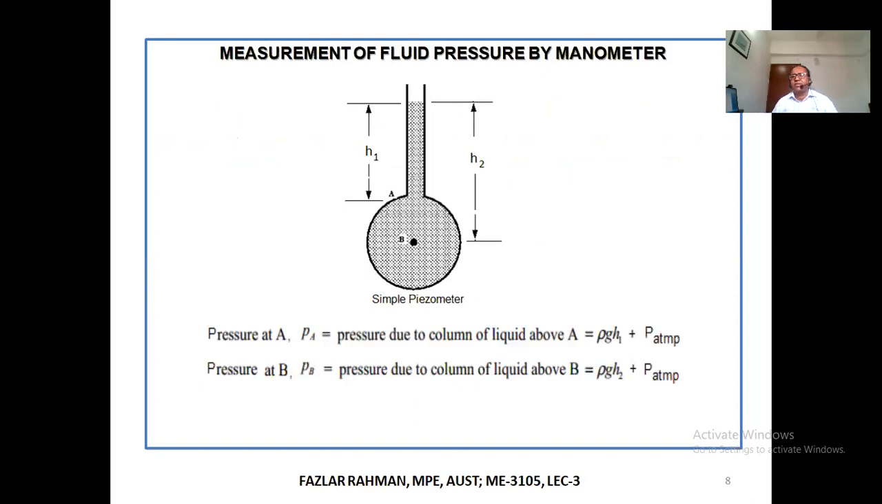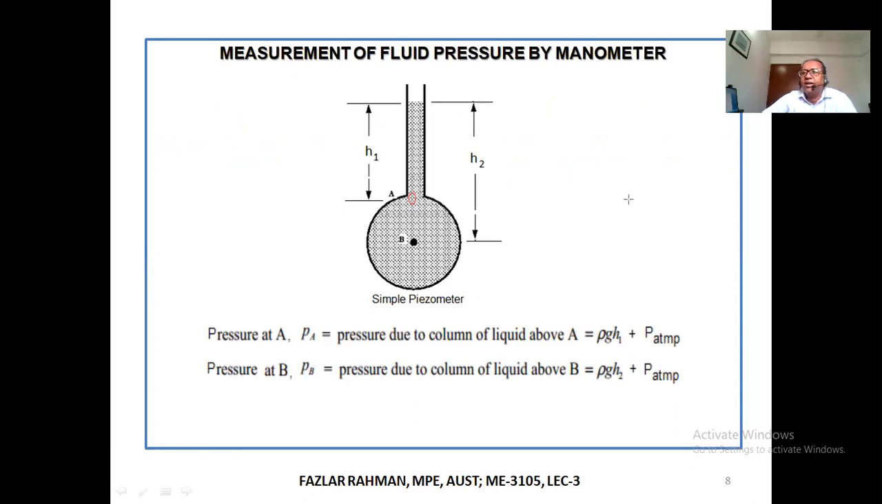Okay, you see a simple jar that might be in your home. I'd like to measure the pressure at point A. Point A pressure will be the same as this one. How can we measure it? Anyone? How much will the pressure be?